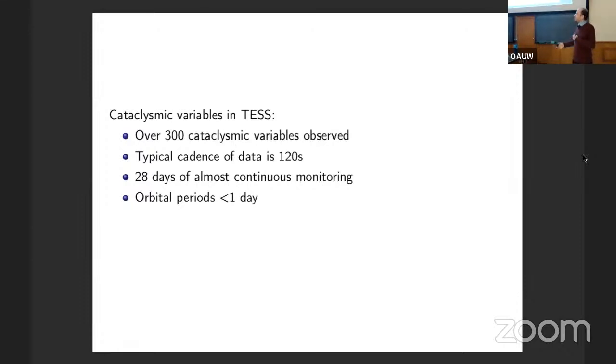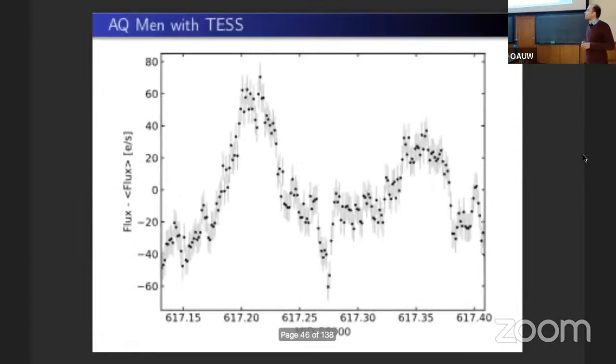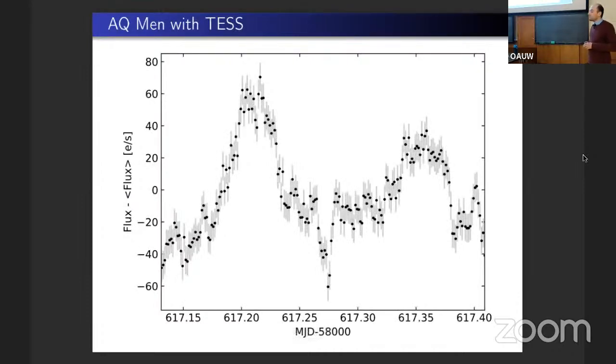So you have very good statistics on any variability related to orbital motion. The orbital motion is covered many times during one observation series. So we can make very good statistics on the orbital variability, and this is what I'm mainly interested in. And this is an example, part of the TESS light curve of one of the cataclysmic variables, namely AQ Man. So as you can see, the data is not amazing, the errors are pretty big.